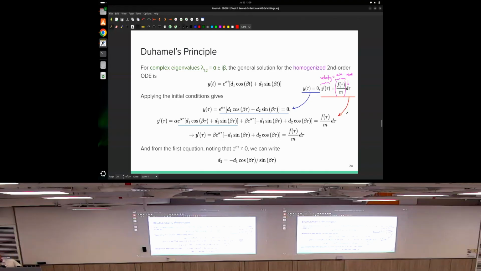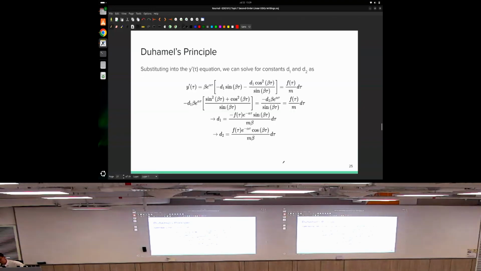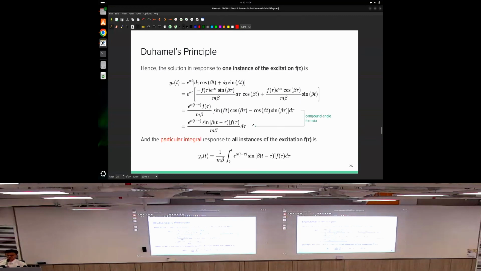If you painstakingly solve, you are going to get D1 and D2 giving you this expression, the constants. Sub back and you will get this expression for your particular solution. You can see that the derivation is quite a hassle because it involves the compound angle formula. But no big deal. After we simplify, we get this.